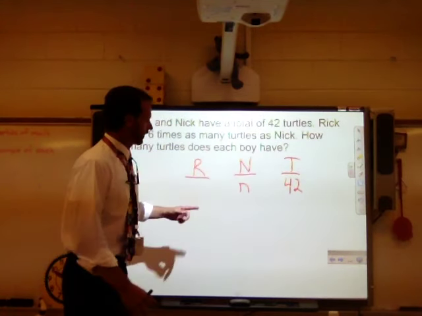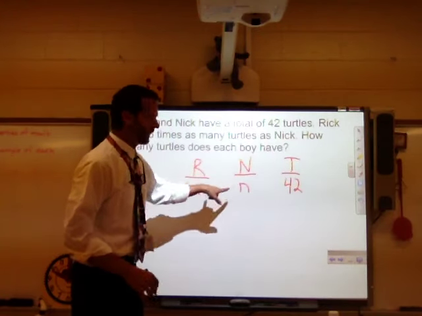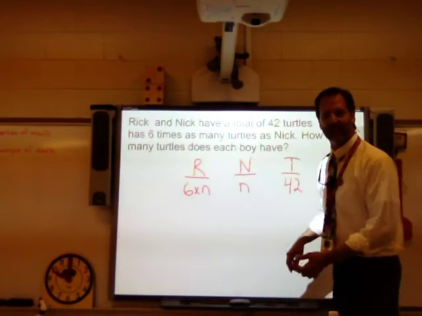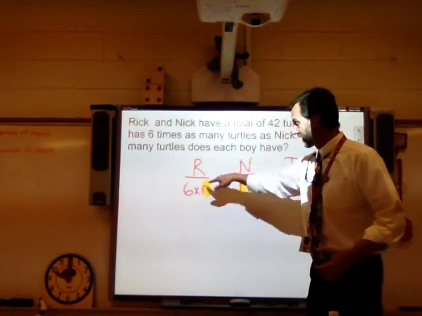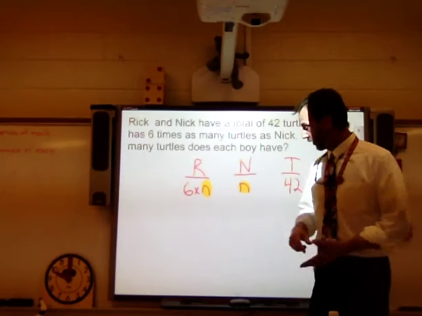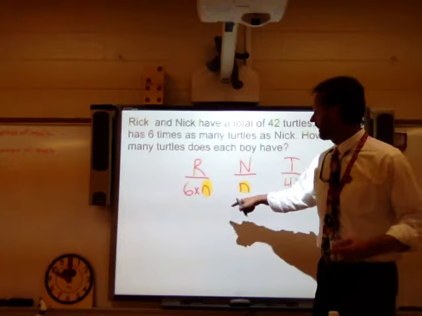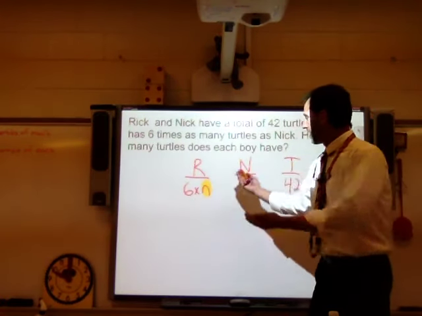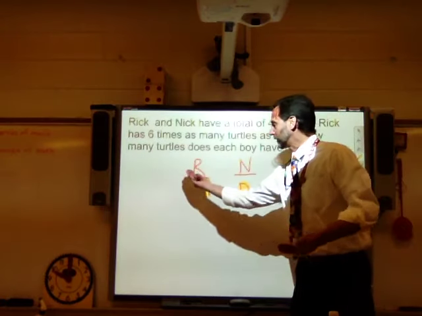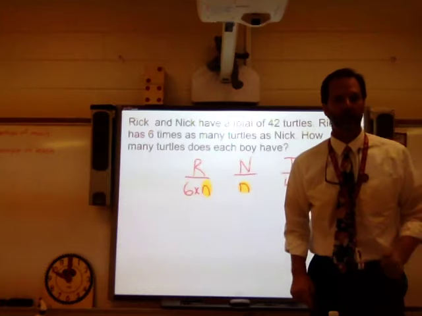Rick has 6 times that same amount. These two N's mean the exact same thing. This and this are the same. They're what Nick has. Don't know what it is yet. We'll figure it out. But that's what Nick has. Okay? If Nick has 1, Rick would have 6 times 1. If Nick has 5, Rick would have 6 times 5. It's the same. This is what Nick has. That's what that N means.